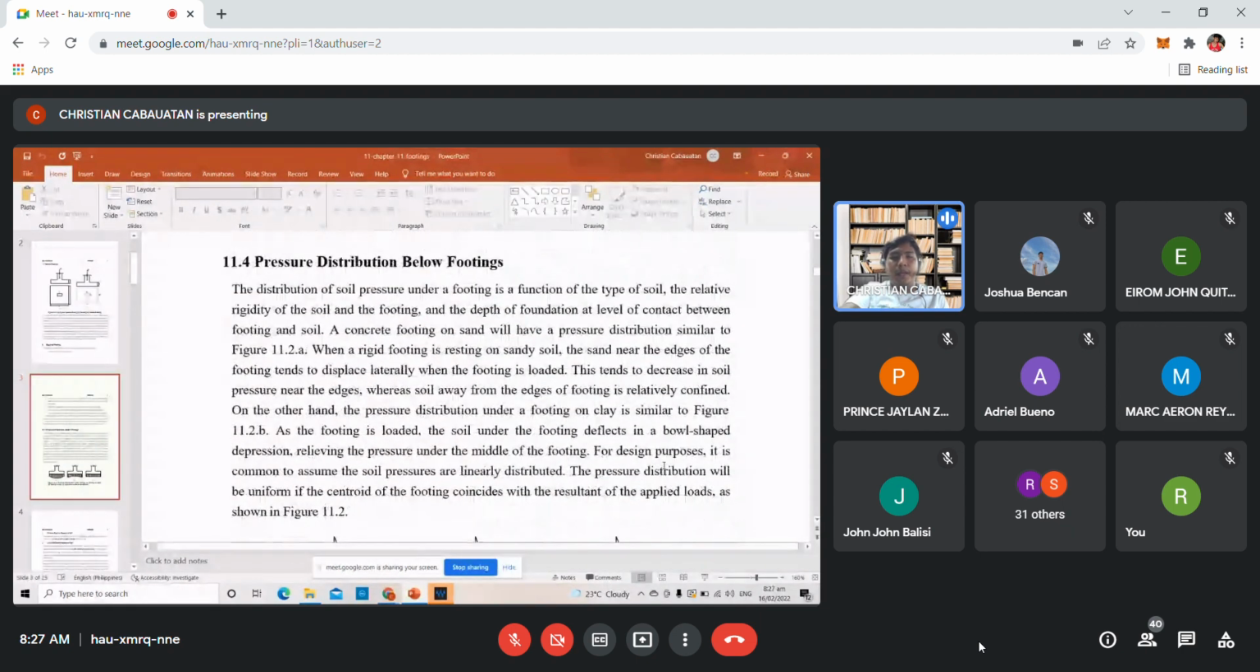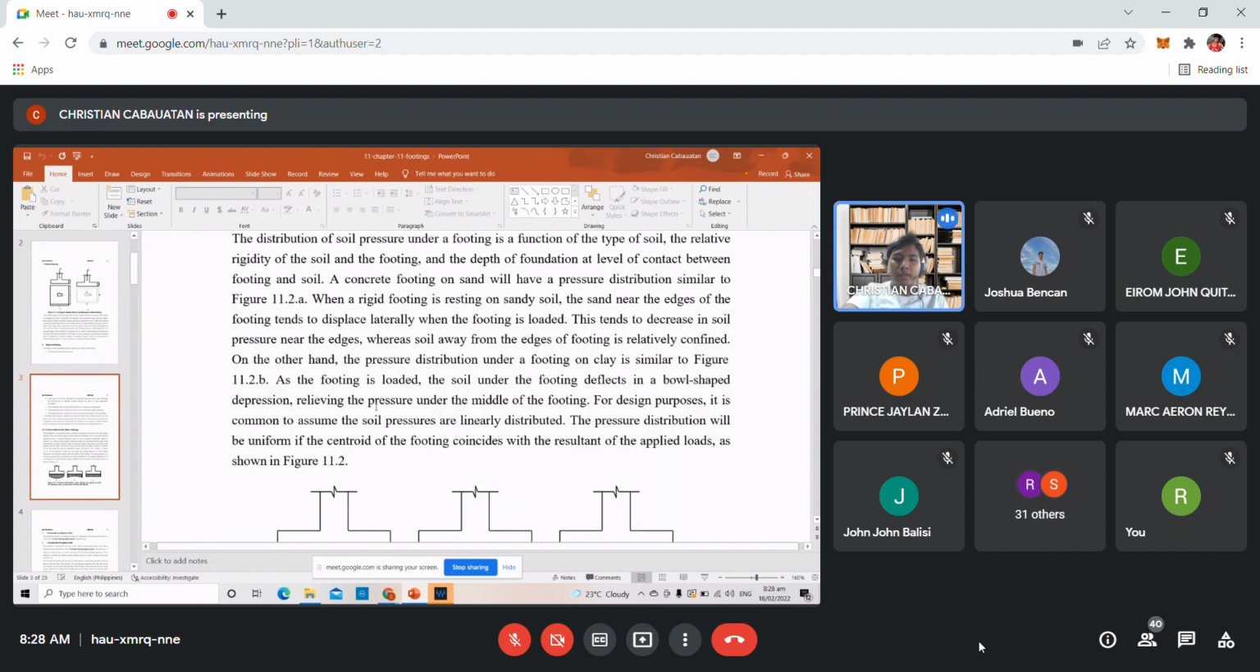So, the pressure distribution below the footing. The distribution of soil pressure under the footing is a function of the type of soil, the relative rigidity of the soil and the footing, and the depth of the foundation at the level of contact between the footing and the soil. A concrete footing on sand will have a pressure distribution similar to figure 11.2. Andito yung distribution niya, oh.